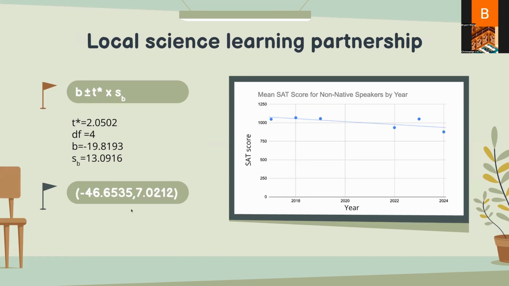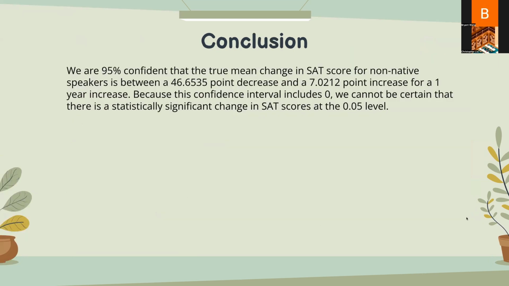When we look at the data, we use the formula b plus or minus t crit times the standard error of the slope. Based on that, we get a confidence interval of negative 46.6535 to 7.0212. So what is our conclusion based on this? We are 95% confident that the true mean change in SAT score for non-native speakers is between a 46.6535 point decrease and a 7.0212 point increase for a 1-year increase.